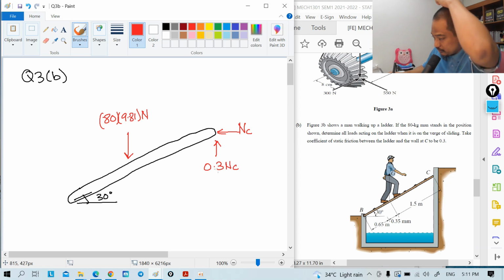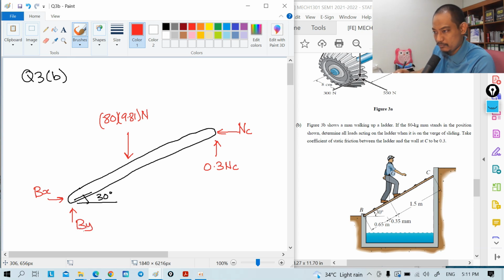Of course, this only becomes mu s N when it is impending motion, but the question actually says it is impending motion, right? And then we have both of these, which are actually normal, but because it's at the same point, let's use Bx and By. And we have the distance, right? So the angle is here.